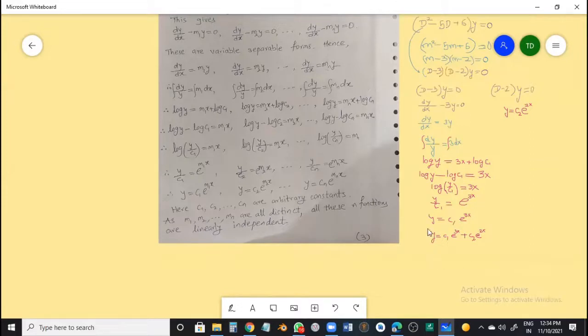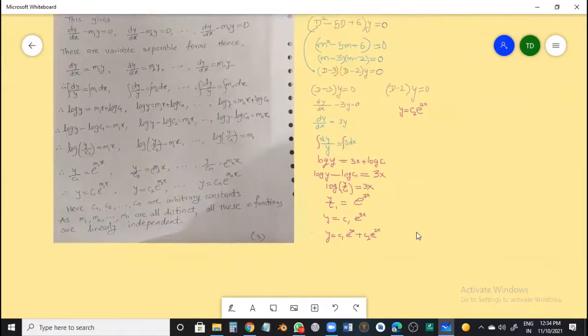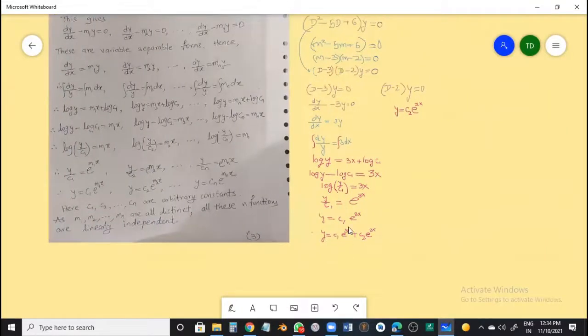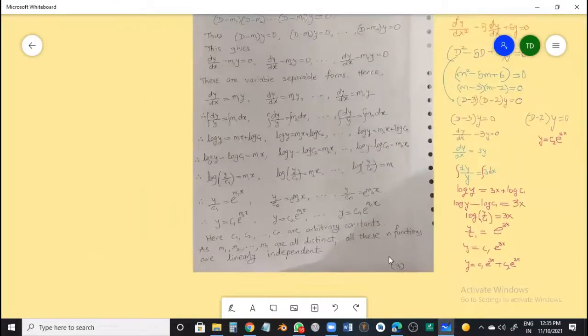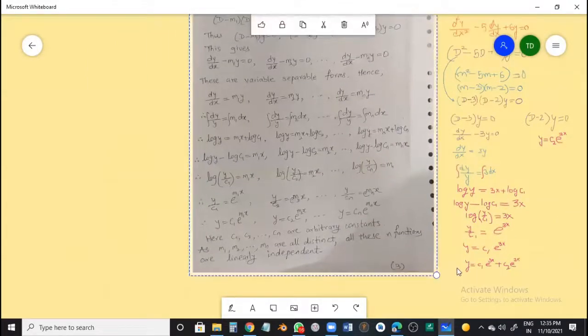Okay. So you can see in this example, you got c1 e raised to 3x and c2 e raised to 2x. So e raised to 3x and e raised to 2x are always linearly independent. You cannot write e raised to 2x as a multiple of e raised to 3x. Neither can you write e raised to 3x as a multiple of e raised to 2x. So they are linearly independent ones. So this was the only new fact here in this third one.